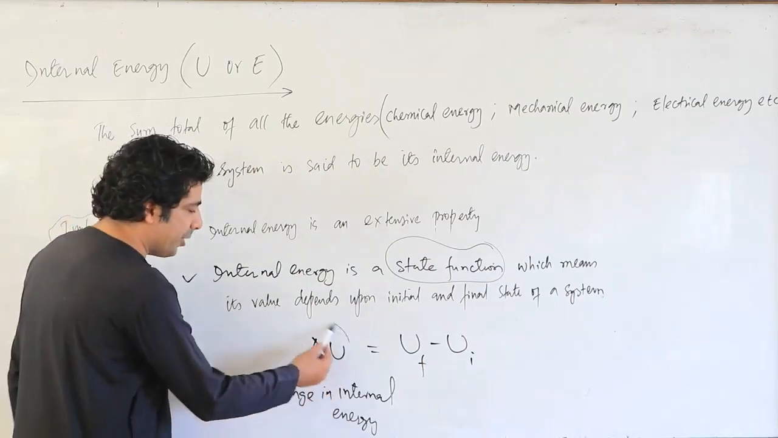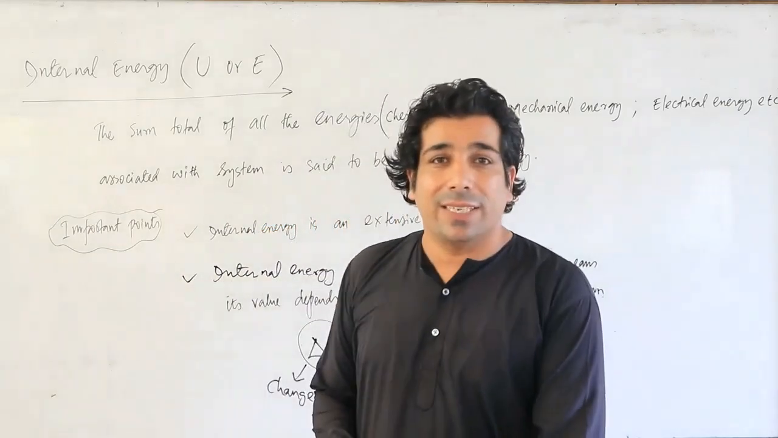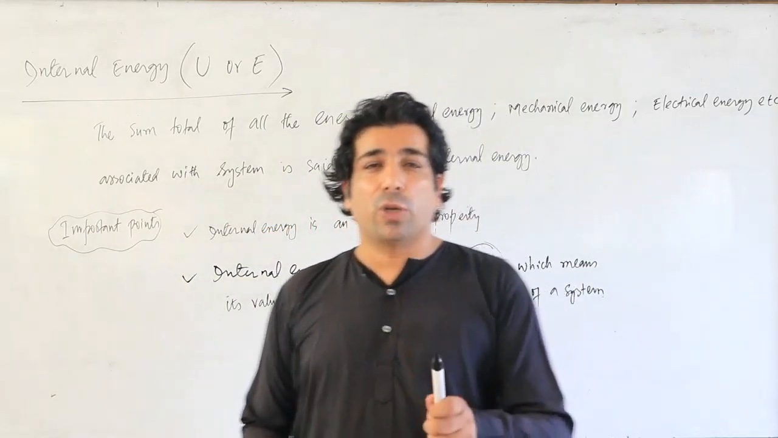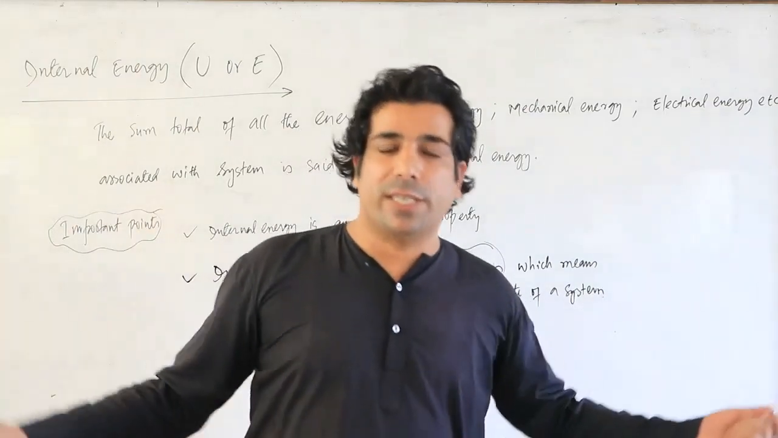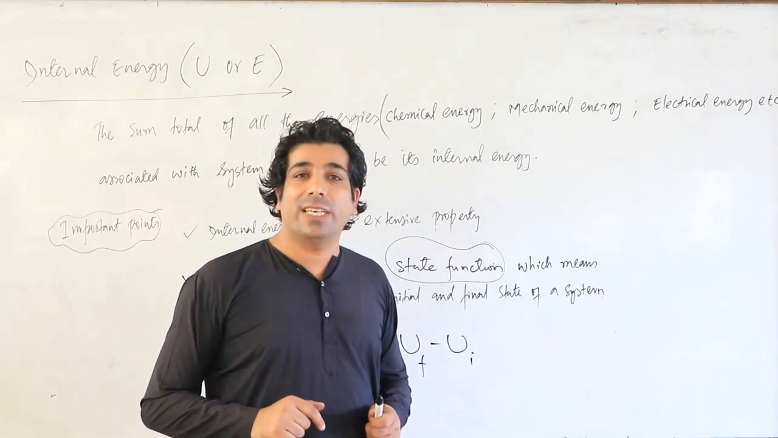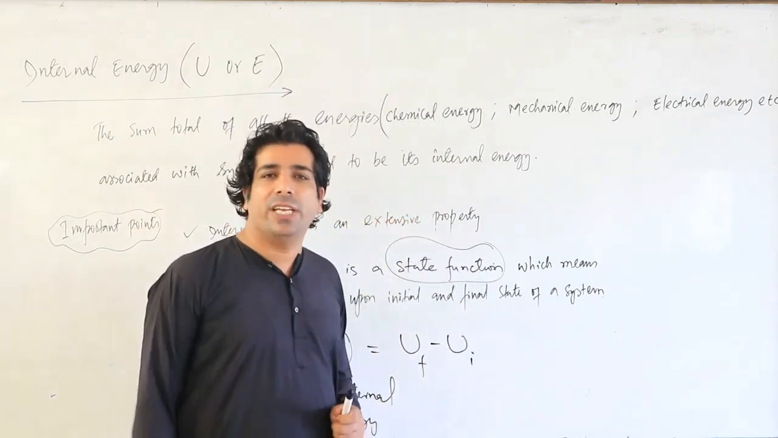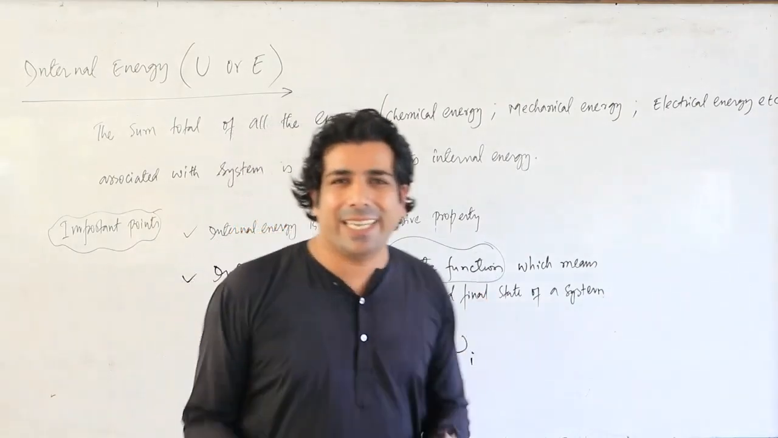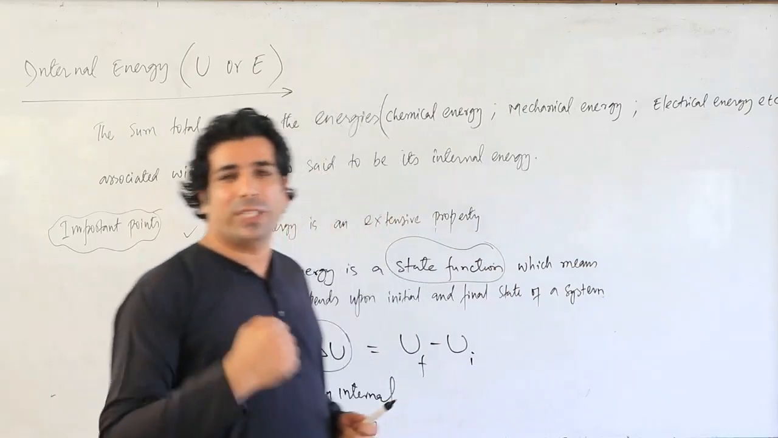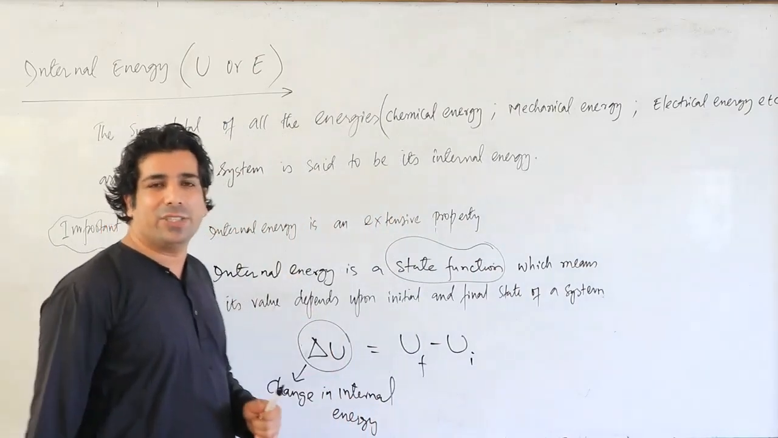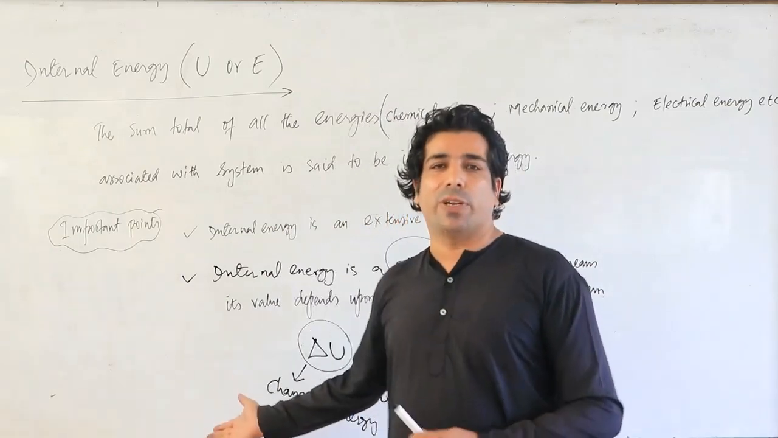So this delta U will represent that internal energy is which function? A state function. A smaller object will have lesser internal energy and a bigger object will have more internal energy. That means internal energy is an extensive property. Yes or no? And the value of internal energy is only calculated by taking into consideration the initial state of a system and the final state of a system. So that means our internal energy is a state function, not a path function. Please remember that particular point.